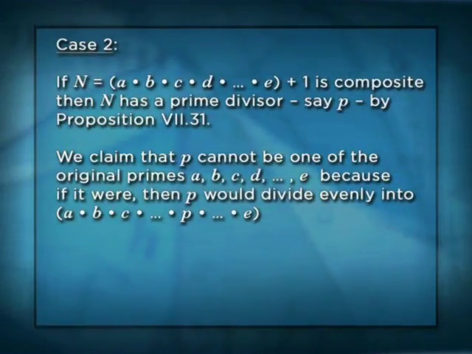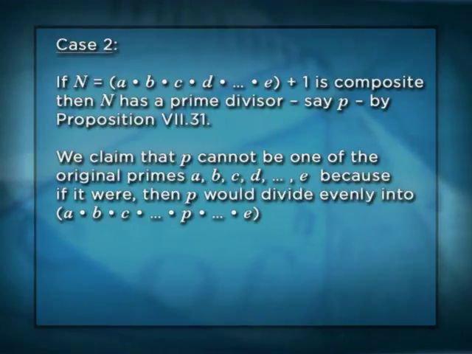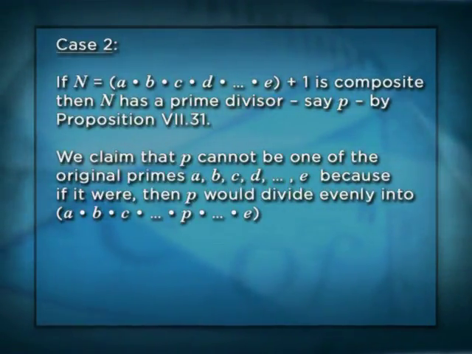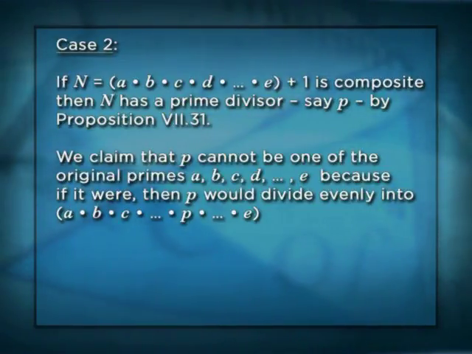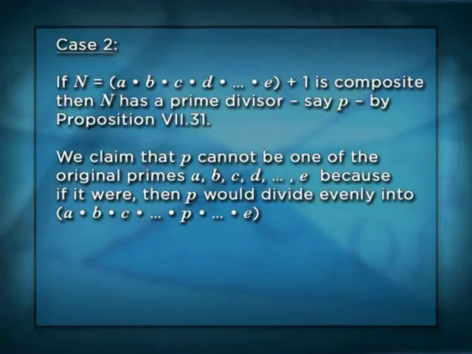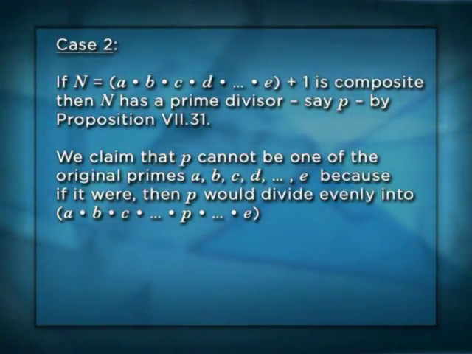If it were, then when I multiplied all the primes together, A times B times C, somewhere along the line I'd hit P as one of those primes, up to E. In that product, P would obviously divide evenly into that product because it's actually one of the factors. It's one of the terms there. So if P were in the original list, the prime P would divide evenly into that product, A times B times C up to E.